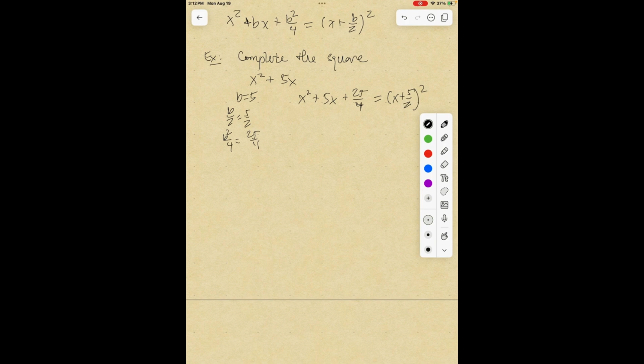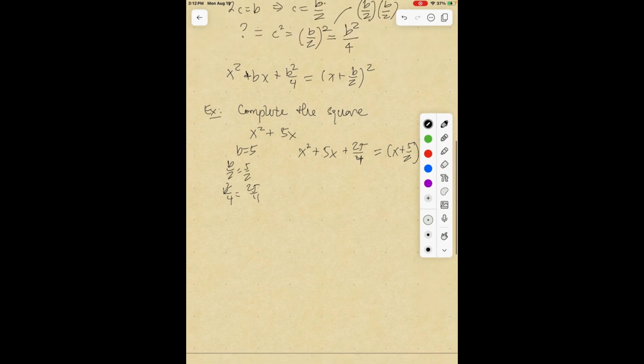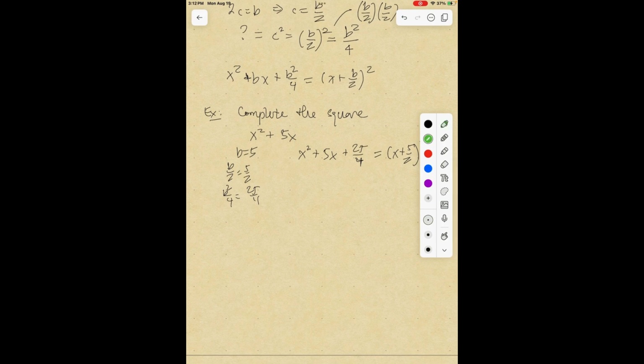Okay, but b can be any number. I mean, b doesn't have to be 5, right? That's the nice thing about knowing this formula. It works no matter what b is. B can be any real number, and this statement that I just boxed is true.